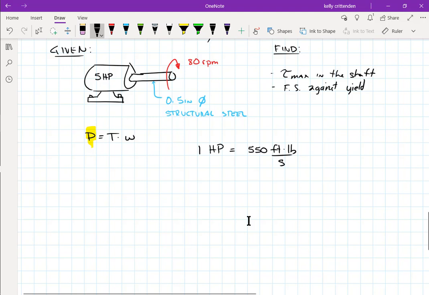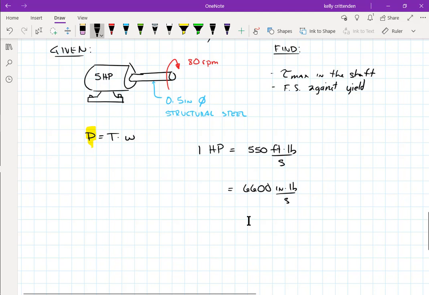Now normally foot-pounds per second are not the units you want in your equation, because you might have other things in inches instead of feet. So it's easy enough to convert this to 6,600 inch-pounds per second. Just multiply by 12. 550 times 12, unless I'm doing it wrong, should be 6,600. Yes, 6,600. That conversion factor is one you just have to know, kind of like inches to centimeters.